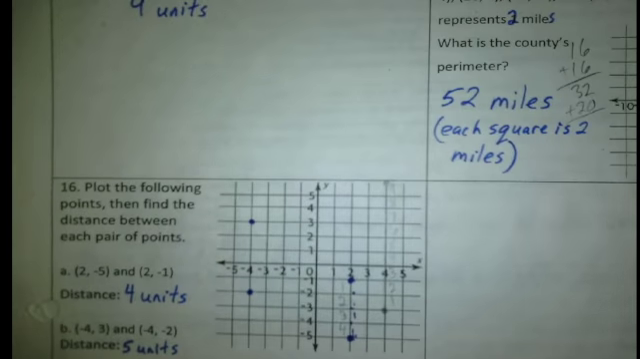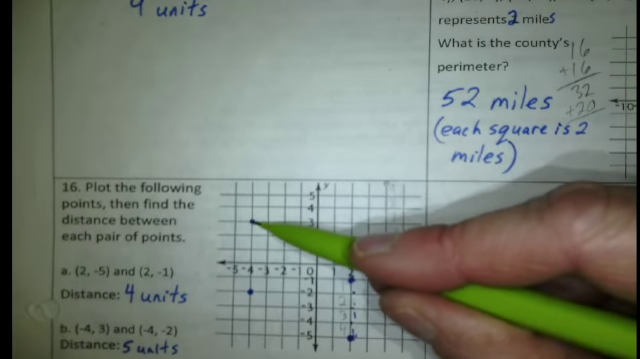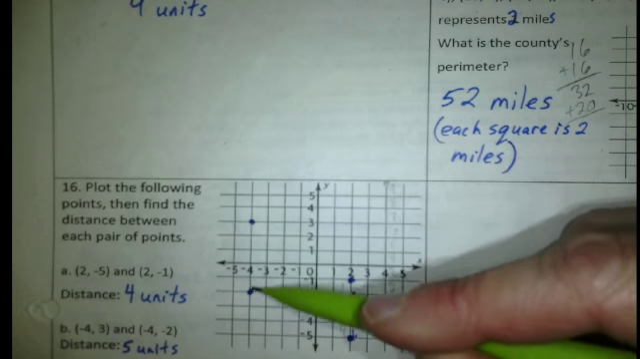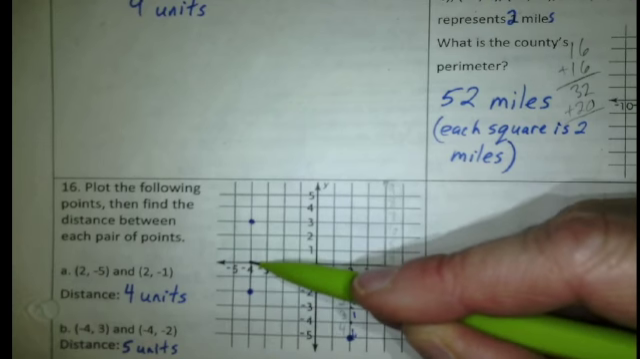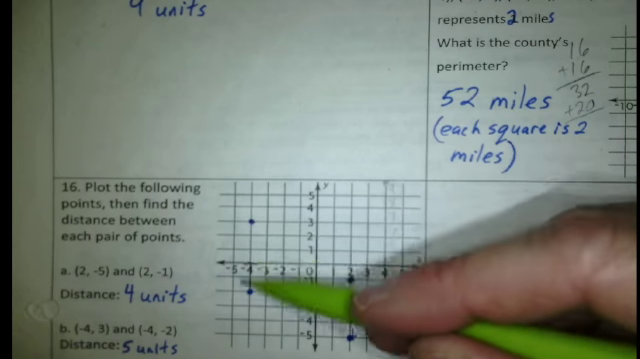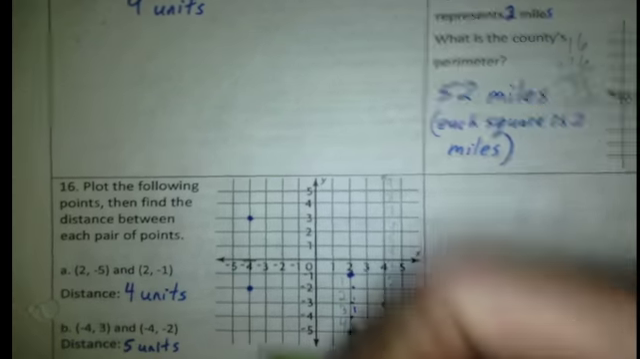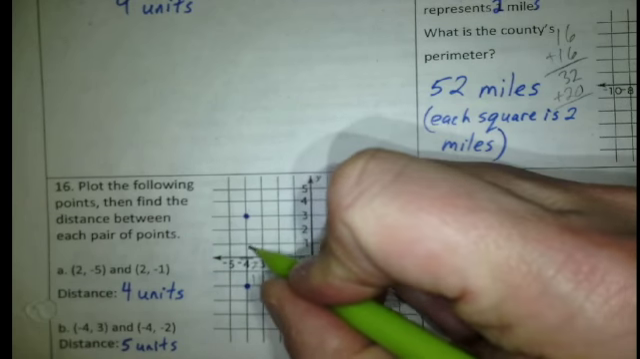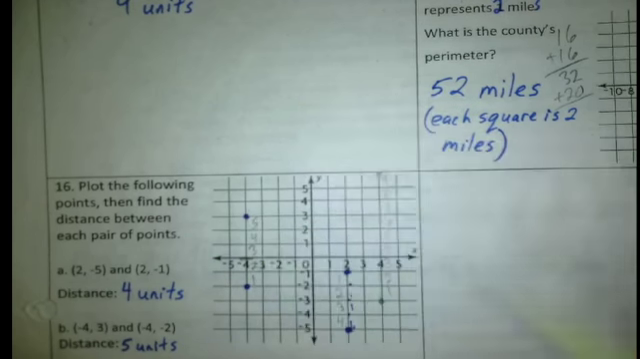The distance between (-4, 3) and (-4, -2). Well, this one is 2 just to get back up to the x-axis, and then this one is 3 more. So 2 plus 3 is 5, or you could physically count the boxes. 1, 2, 3, 4, 5.